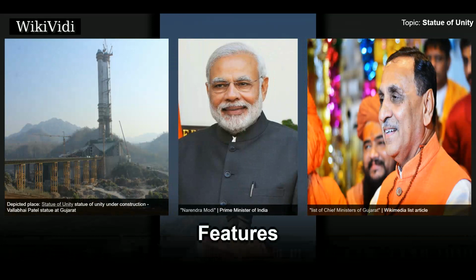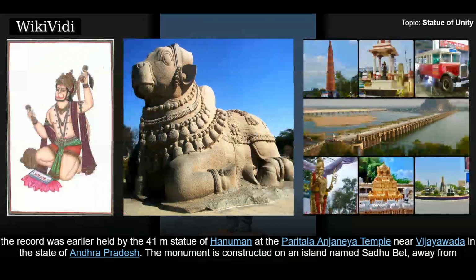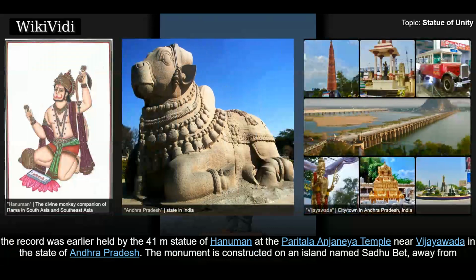Features: The Statue of Unity is the world's tallest statue. It rises 54 meters higher than the previous record holder, the Spring Temple Buddha in China's Henan province. Within India, the record was earlier held by the 41 meters statue of Hanuman at the Paritala Anjaneya temple near Vijayawada in the state of Andhra Pradesh.